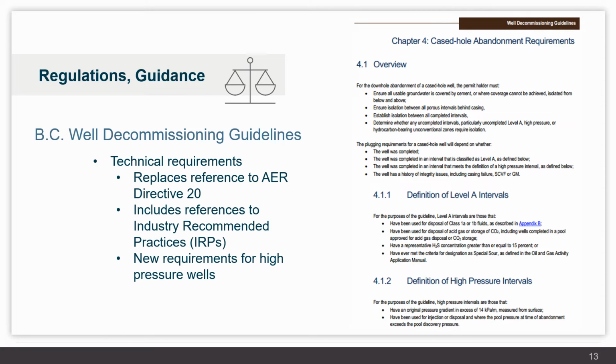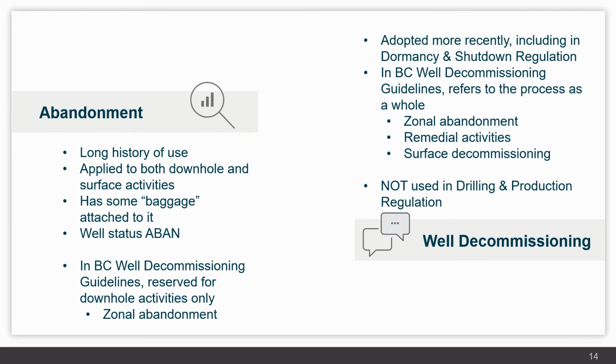The Commission recently published new guidance for permit holders decommissioning wells in British Columbia. Effective January 1, 2022, the BC Well Decommissioning Guidelines will be replacing references to the Alberta Energy Regulator's Directive 20. This new guidance includes references to industry recommended practices, or IRPs, and establishes new requirements for permit holders decommissioning high-pressure wells. These changes are being implemented to respond to emerging trends seen in the practice of well decommissioning in British Columbia.